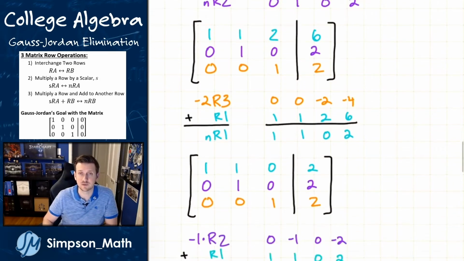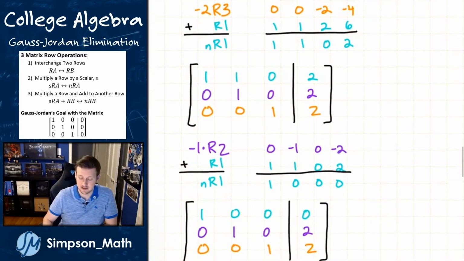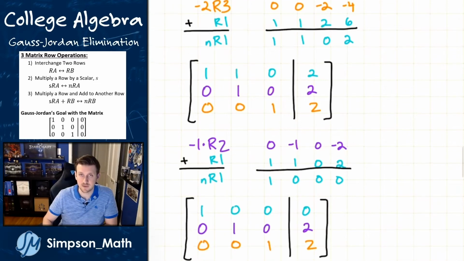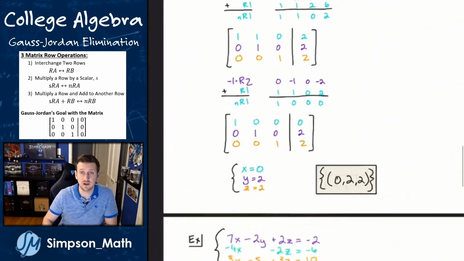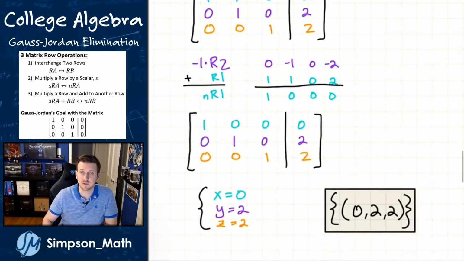All right, one last one to do, and that's to make this 1 be 0. This time though I'm going to use row 2 to achieve that. So I'm going to multiply row 2 times negative 1, so that way when I add them, I get a 0. So I get 0, negative 1, 0, negative 2. Add them up. 0 plus 1 is 1. And we get 0, 0, and 0. So then we end up with x being 0, which is what we knew it would be from our previous lecture. So we get an ordered triple, 0, 2, 2.